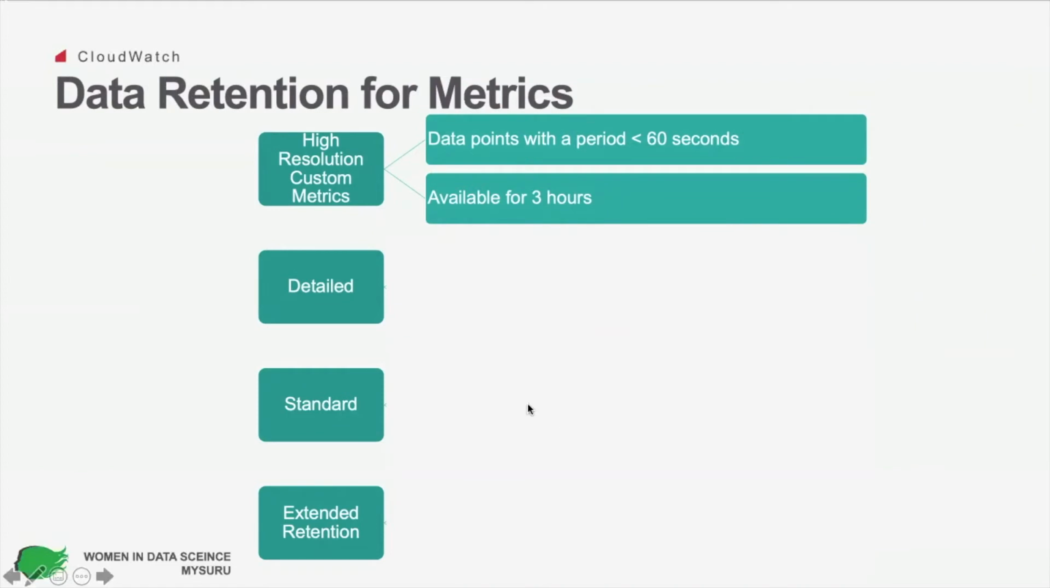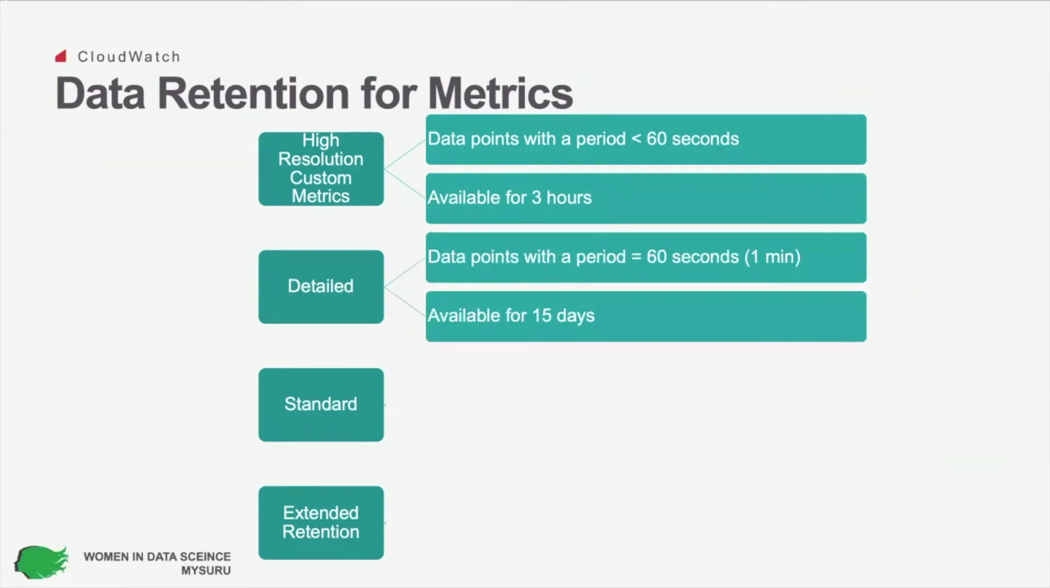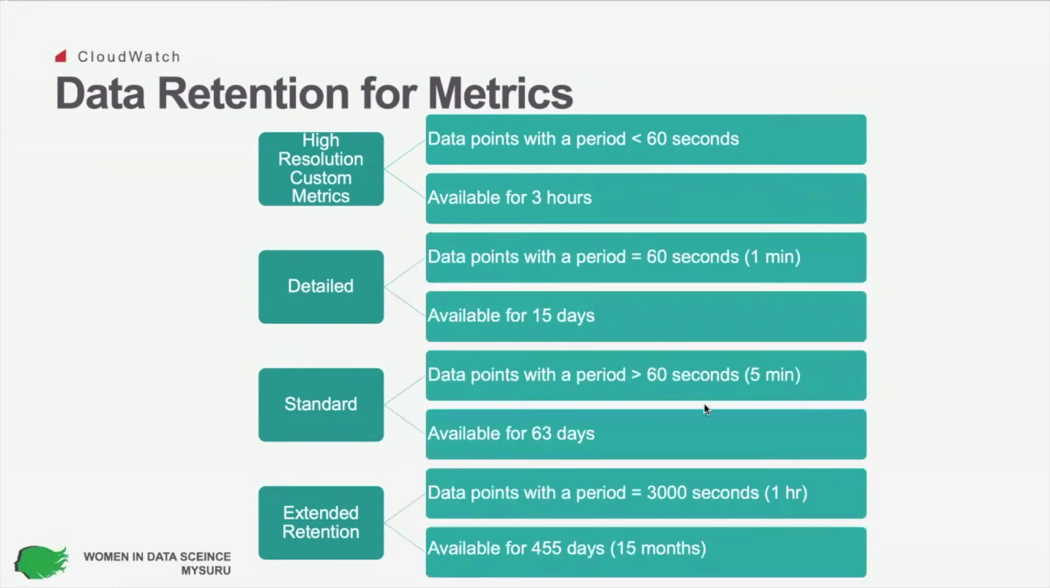So you have 4 variants: high resolution custom metrics, detailed metrics, standard metrics, and extended retention. These are basically on the data points for which the information is collected in relation to the number of hours after which this data is going to be lost. If you're going to have data for 1 hour data point, you can have the information for 15 months. Or if you're looking for more accurate information where you want to aggregate less than 60 seconds of data, it's available only for 3 hours. Okay? So that's the data retention for each of the metrics.